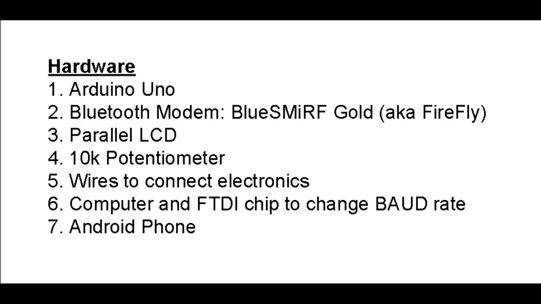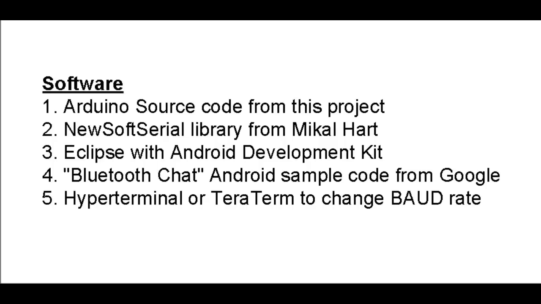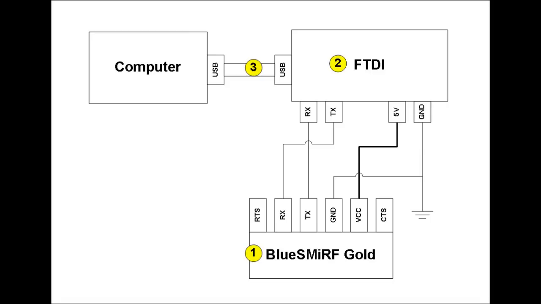Hardware, we've kind of shown it on the last two diagrams. Software, all the listings for this hardware and software are on instructables.com. So the first thing we're going to do is change the baud rate to 57K, and you'll do this by having an FTDI chip between your Blue Smurf Gold and a computer.